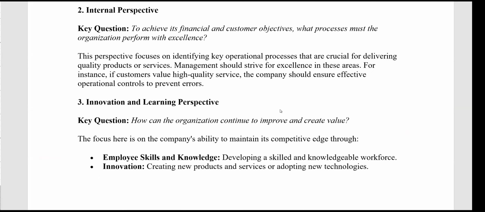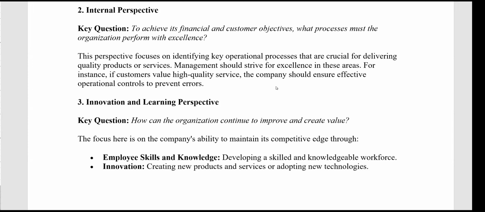And when we come to internal perspective, the key question is to achieve our financial and customer objectives. What processes must we perform with excellence? So for instance, if I'm a manufacturing company, I must make sure there are no manufacturing defects. You get it? We have to make sure that we meet the performance with excellence, right? So what are the key operational processes that are crucial for delivering quality products or services? Yes, management should strive for excellence in these areas.